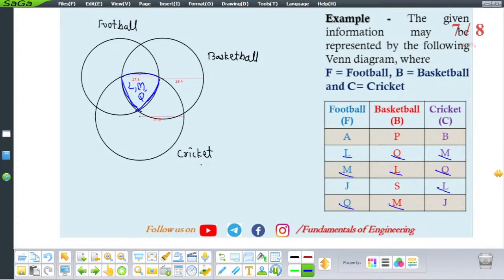Now next what we have to do is find the common between two: football and basketball, then football and cricket, and third, basketball and cricket. We have to find these out. In between football and basketball, is there any common name? So check the columns of football and basketball.